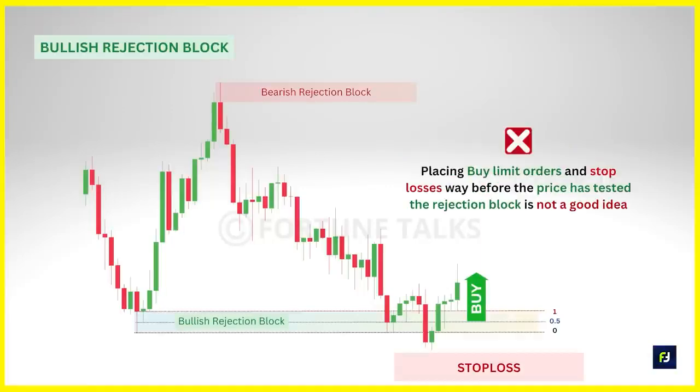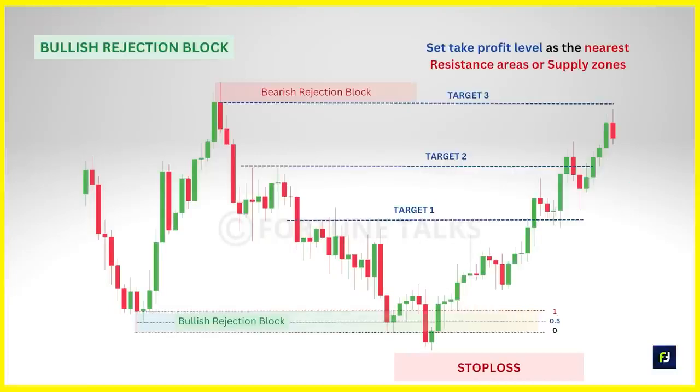Now, I don't generally agree with the idea of placing buy limit orders and stop losses way before the price has tested the rejection block. In such scenarios, there are high chances that your stop loss will be taken out. So trade logically and mindfully. Now, when it comes to targets, you can set your take profit level as any of the nearest resistance areas or supply zones where the price could face a rejection or a pushback.